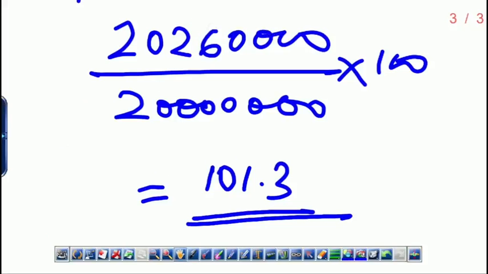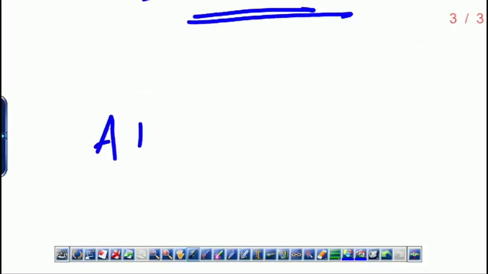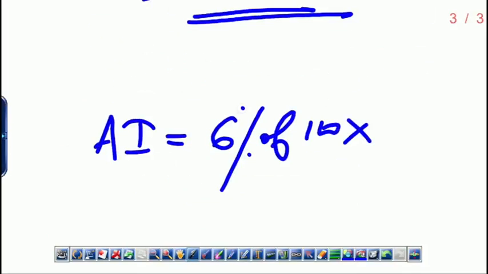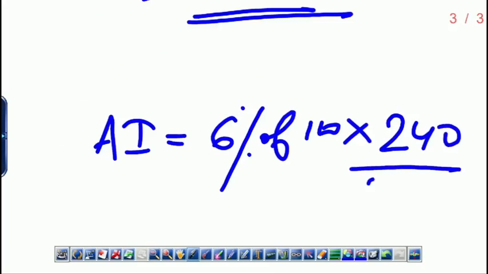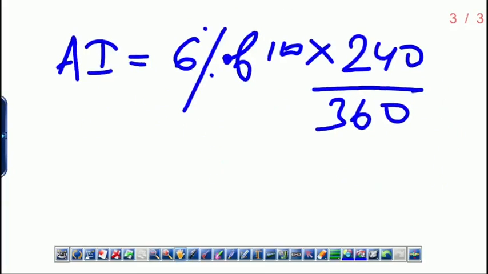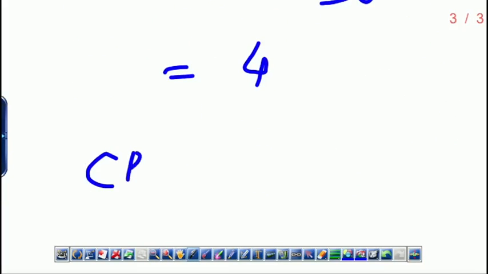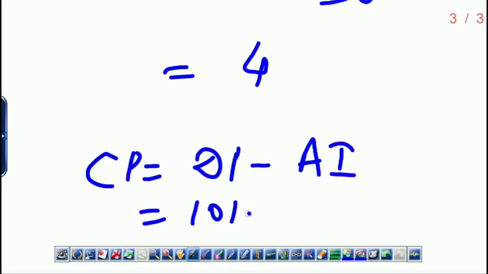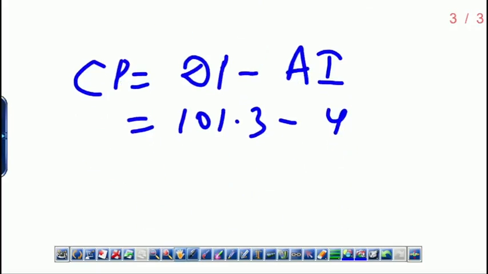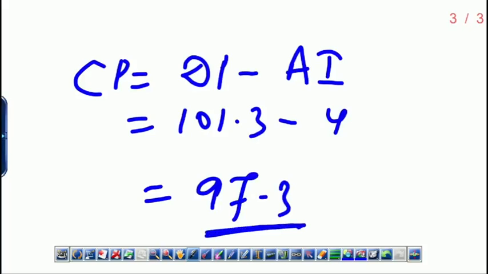Let's do it. So accrued interest based on 100 is 6% of 100 into 240 by 360. I'm calculating the accrued interest. 6% of 100 into 240 by 360 is 4 rupees. So 4 rupees is included over there. So clean price is the dirty price minus the accrued interest. So 101.3 minus 4 is equal to 97.3, the clean price answer.